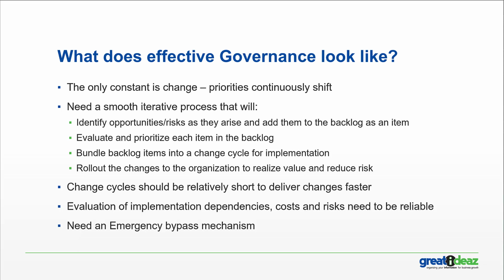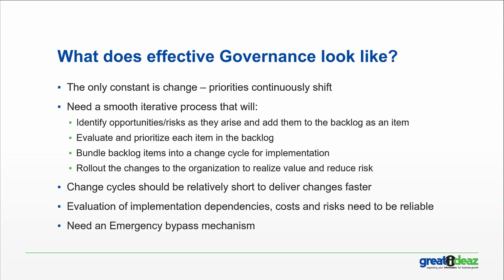So what we want to be able to do is put these things into our backlog as backlog items, and then what we need to be able to do is evaluate and prioritize each of those items in the backlog. The objective being to be able to bundle a set of backlog items into a change cycle that we're going to implement within that change cycle. And then we want to roll out those changes to the organization to make sure that we're realizing the value and reducing the risk. And there's a whole bunch of things that are going on here. First of all, we want our change cycles to be relatively short so that we can deliver changes to the business faster, which means that we can see those business benefits, that value addition, that risk mitigation. We want to be able to do this on a relatively fast cycle.